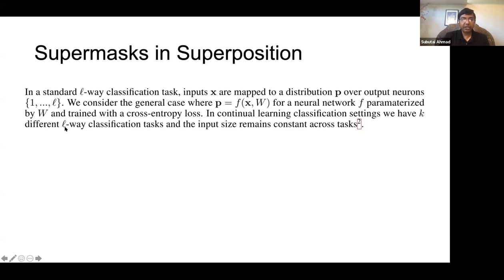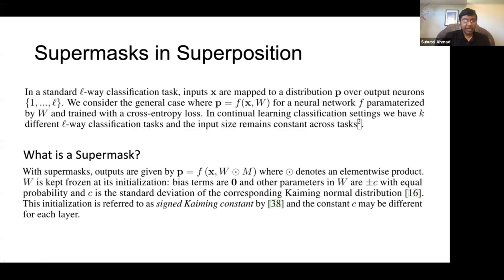And in continuous learning, you have a bunch of different L-way classification tasks. You have a bunch of things that you learn in sequence. So this is kind of the setup. So what is a supermask? Supermask is simply the weights multiplied by a binary mask. Okay, so this is an element-wise product. So this is very similar to how we do our sparsity in the sparse weights.